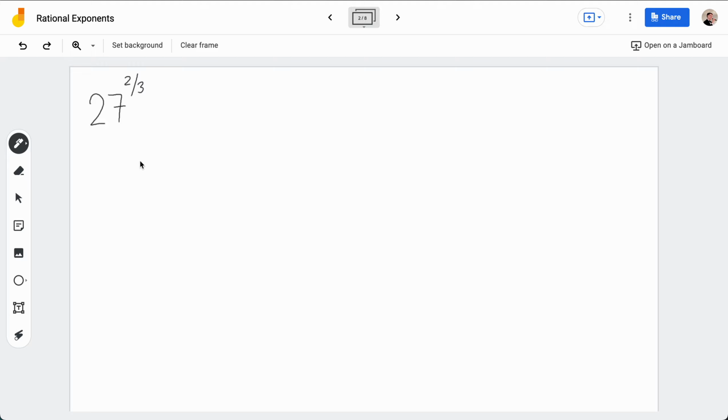So could I do that up here? I can, because I know how to deal with the 1/3, and I know how to deal with just squared. The 2/3 together is what's a little tricky. So let's split it up. Let's turn this into 27 to the 1/3, squared. Make sure you understand this piece, because this is the justification for everything we're going to shortcut going forward.